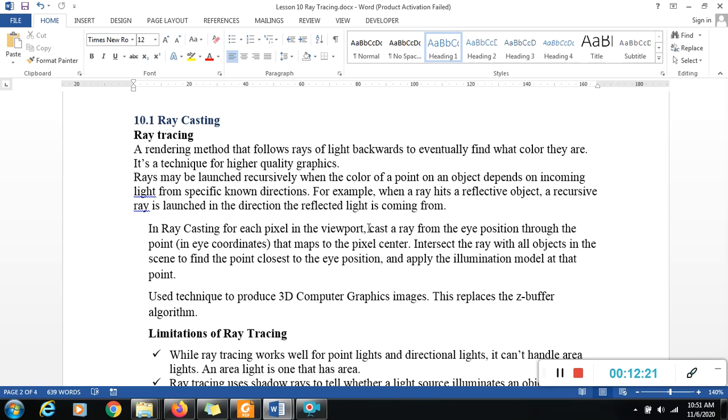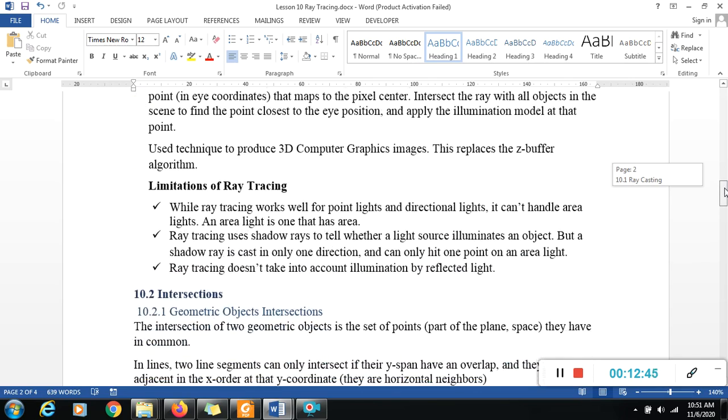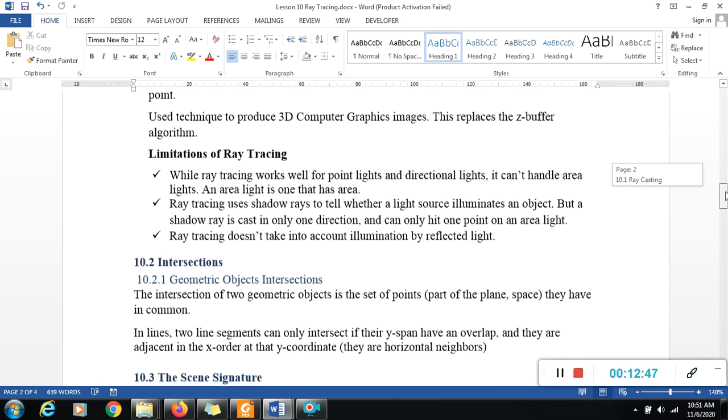In ray casting, for each pixel in the viewpoint, cast a ray from the eye position through the point in the eye coordinates that maps to the pixel center. Intersect the ray with all objects in the scene to find the point closest to the eye position and apply the illumination model at that point. This technique is used to produce 3D computer graphic images, and replaces the Z buffer algorithm. And of course, it's more accurate but computationally intensive compared to the Z buffer algorithm.